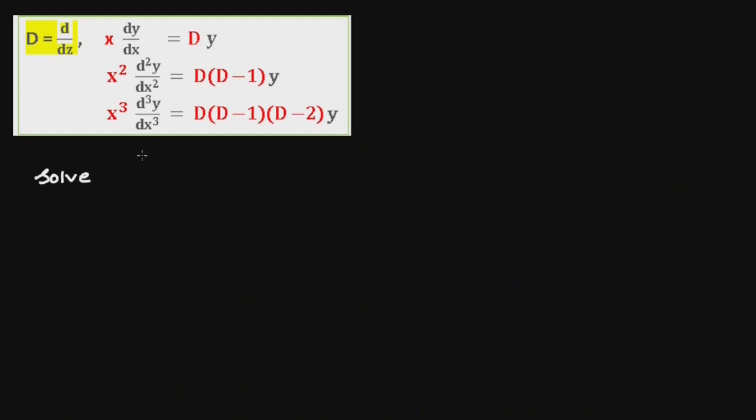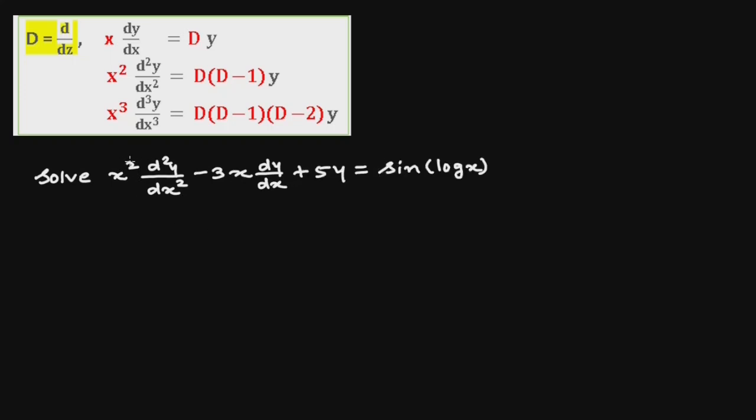Solve x square d2y by dx square minus 3x dy by dx plus 5y equals sin log x. This is Cauchy's equation because the coefficients of the differentials are in descending powers of x: x square and minus 3x. To convert this into a linear differential equation with constant coefficients, we substitute z equals log x, which means x equals e raised to z.